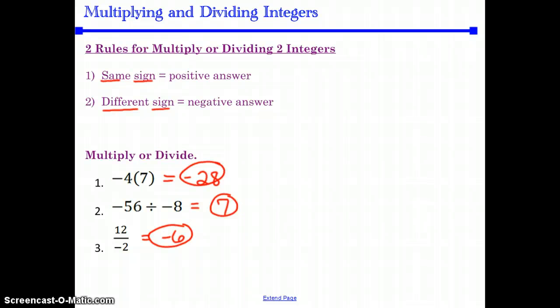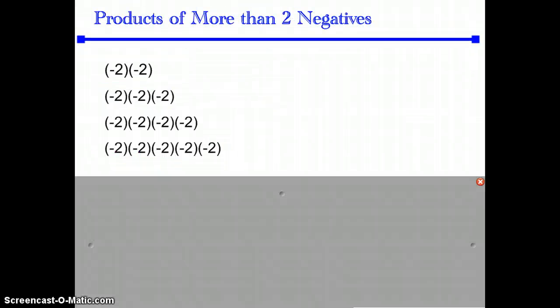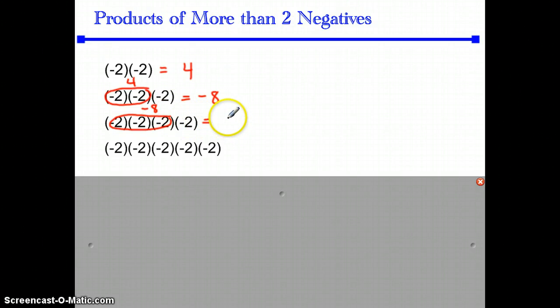Now, what happens when you multiply or divide more than two numbers? When you multiply together negative 2 and negative 2, we know we're going to get a positive 4 because we multiplied two numbers with the same sign, so the answer is positive. If we multiply together 3 negative 2's, these two, negative times negative, gives you positive 4, but now we take positive 4 and multiply it by a negative 2, so we get negative 8. If we multiply 4 negative 2's together, these first 3 we know are negative 8, but then negative 8 times negative 2 would be a positive, since we've got negative times negative, positive 16.